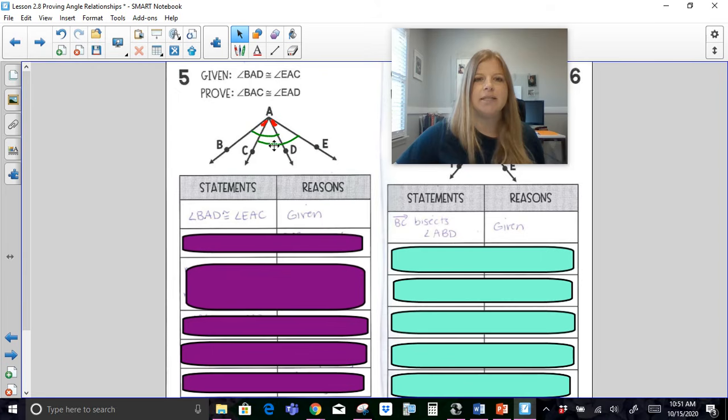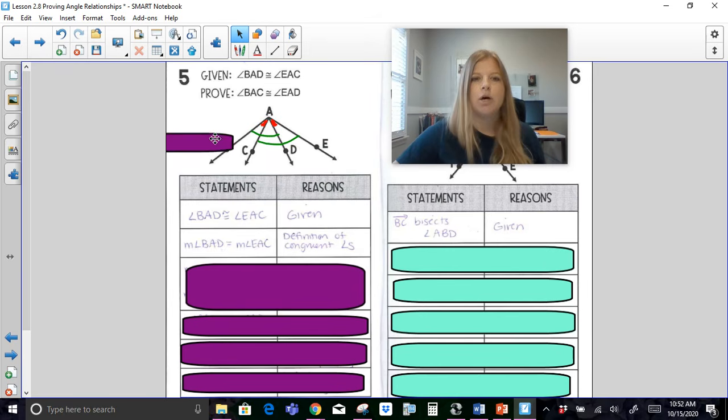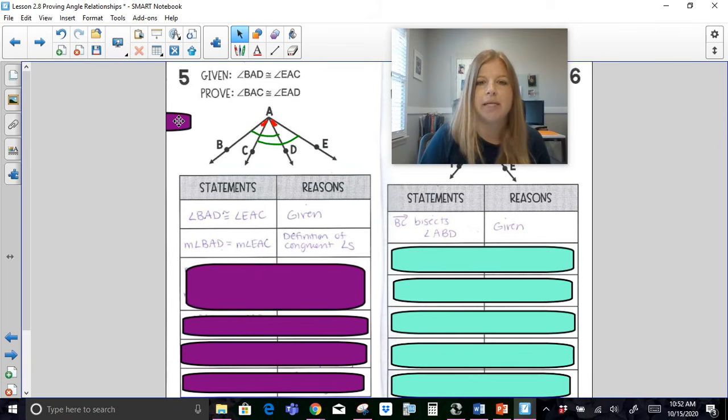So after I state that these two angles are congruent to each other, we should remember that especially if we're going to talk about measures, later on in the proof, we go ahead and say that their measures are equal. And that's always your definition of congruent angles, or you can call it congruence theorem of angles. So now, once I say that these two green angles, their measures are equal to each other, I want to make sure I make that statement about the two smaller angles equaling the bigger angle that I'm creating.